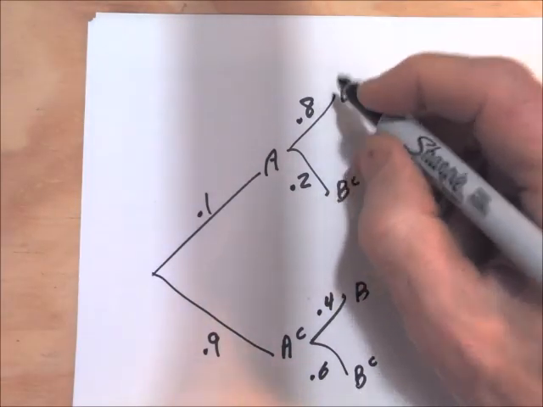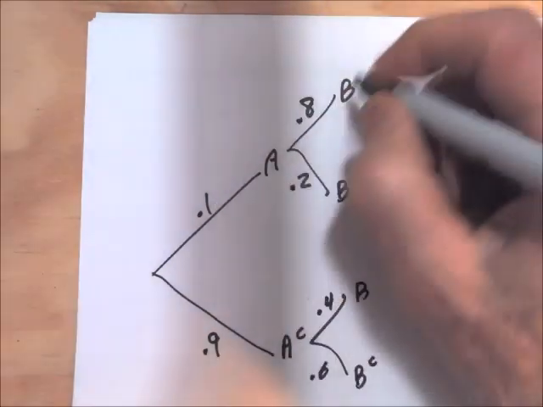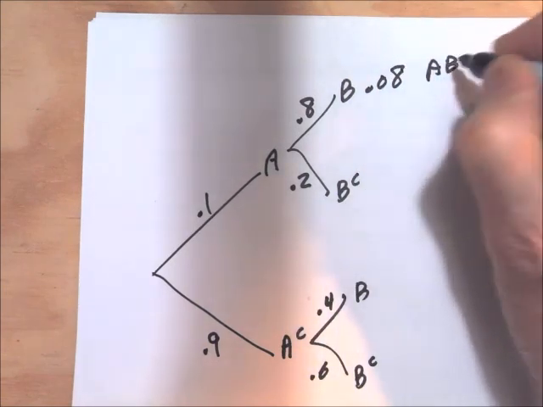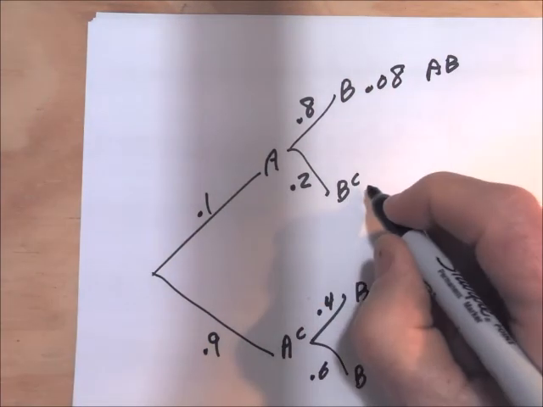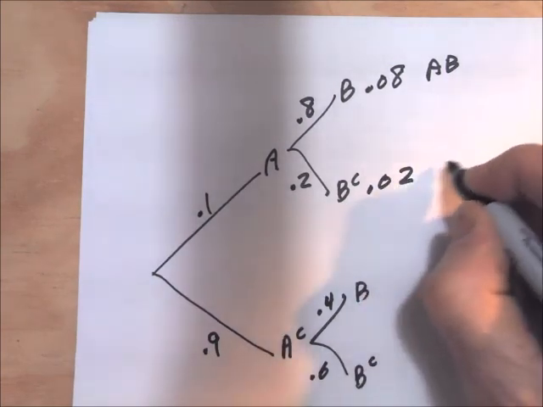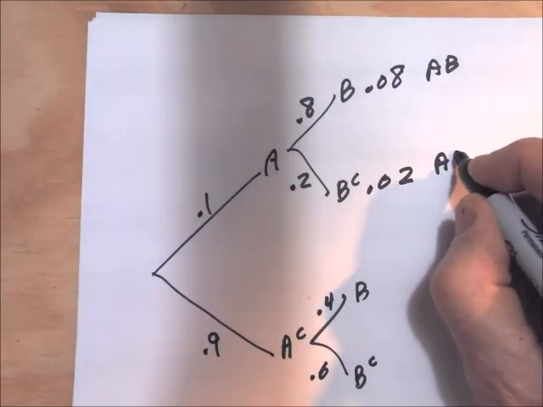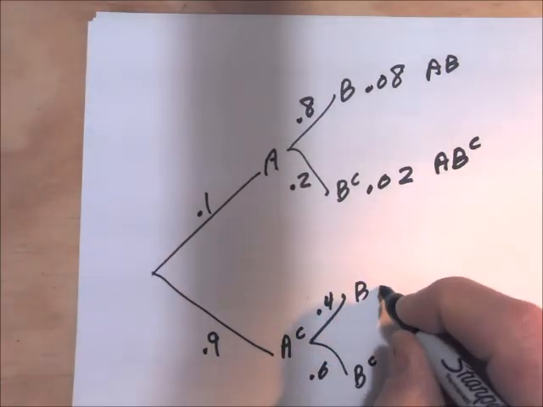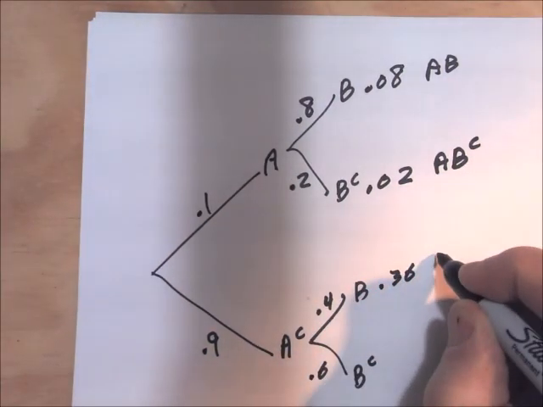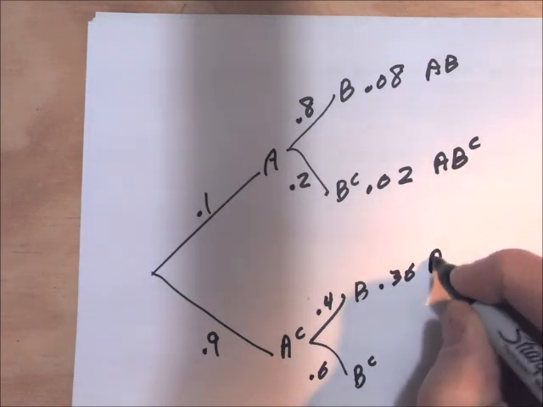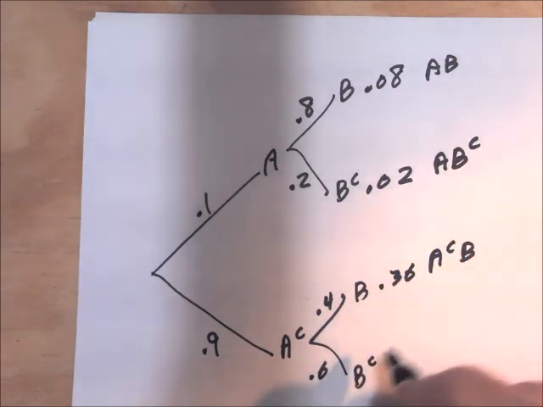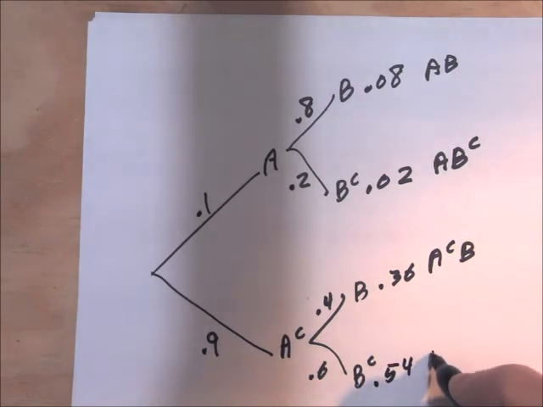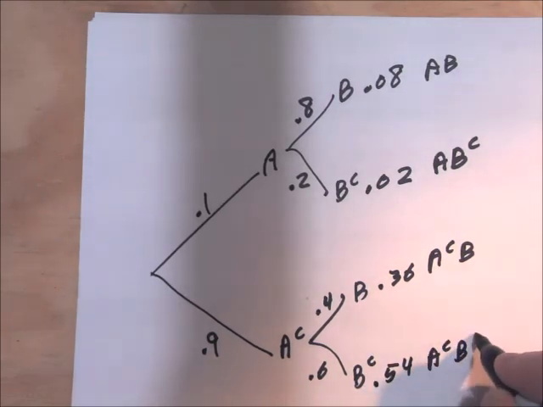And then to get the intersections, we want to multiply. 0.1 times 0.8 is 0.08. That's the probability of A and B. 0.1 times 0.2 is 0.02. That's the probability of A and B complement. 0.9 times 0.4 is 0.36. That's the probability of A complement and B. And 0.9 times 0.6 is 0.54. That's the probability of A complement and B complement.